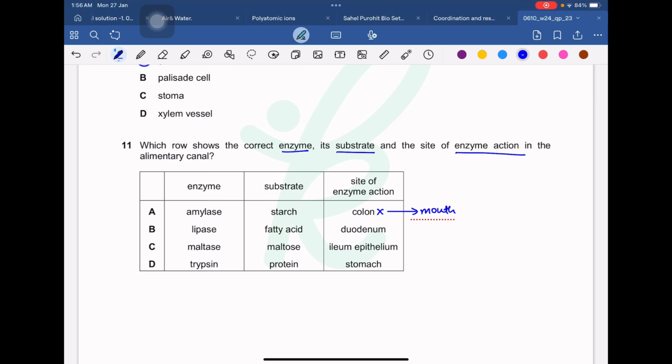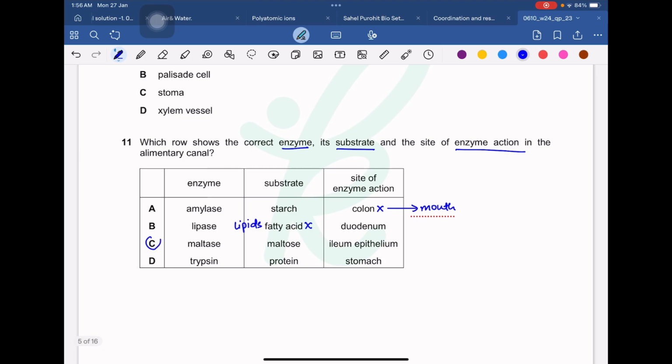Let us go for the second option. Lipase is the enzyme. The substrate is not the fatty acid, because the substrate for lipase is lipids. Let us move on to the third option. Maltase will break down maltose. That is true. And in the ileum epithelium, that is also true. So that's why option C will be the answer for this question.